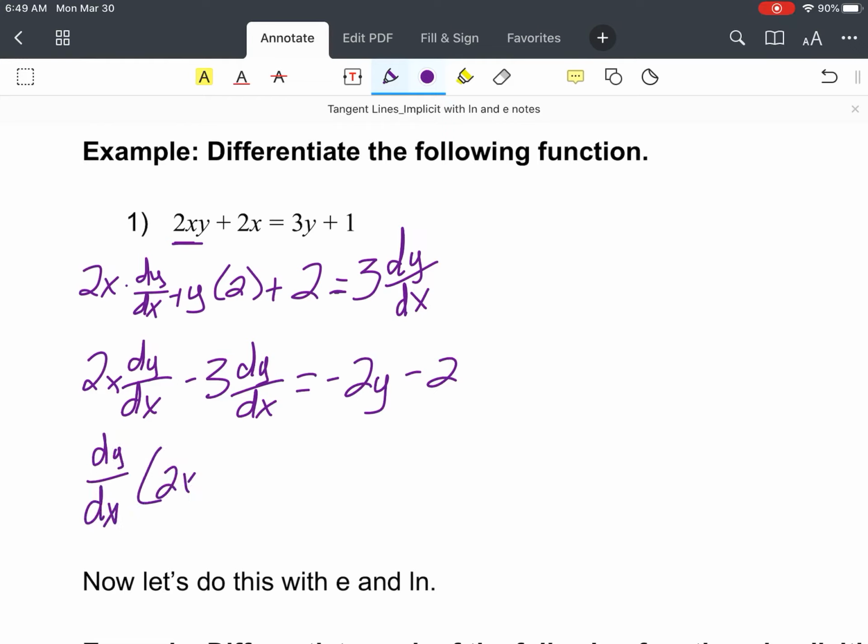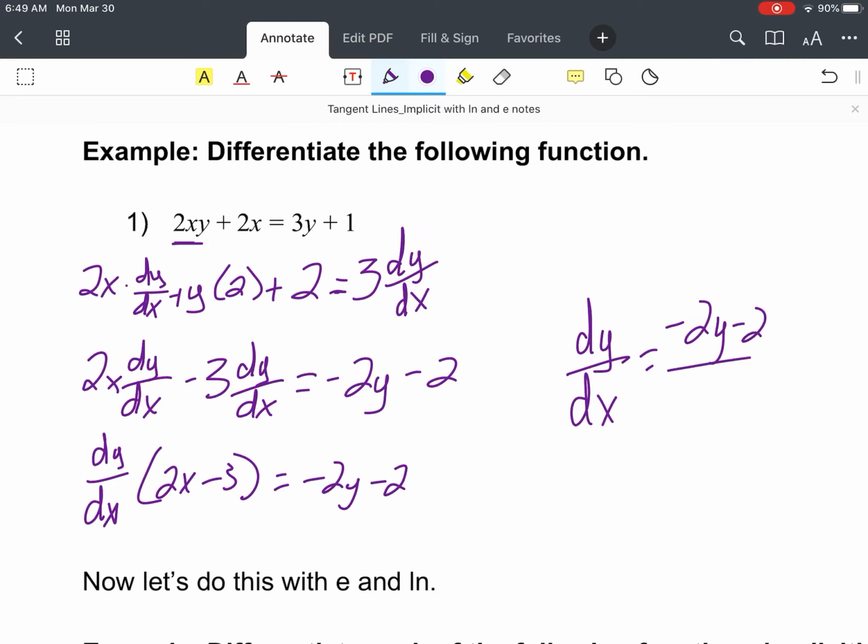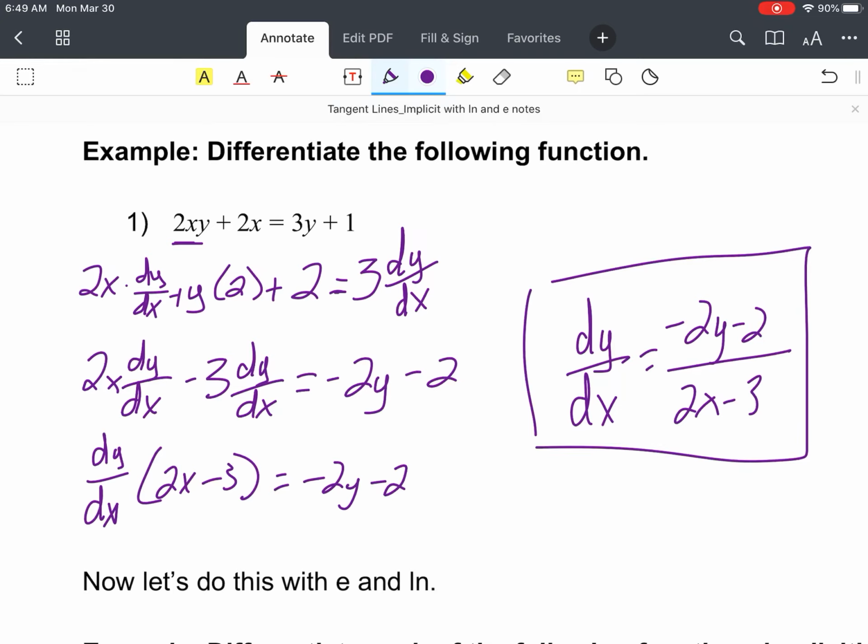Now I'm going to factor out a dy/dx. And finally, you're going to divide both sides by 2x minus 3 to get dy/dx by itself. So we have dy/dx equals negative 2y minus 2 over 2x minus 3. There we have it.